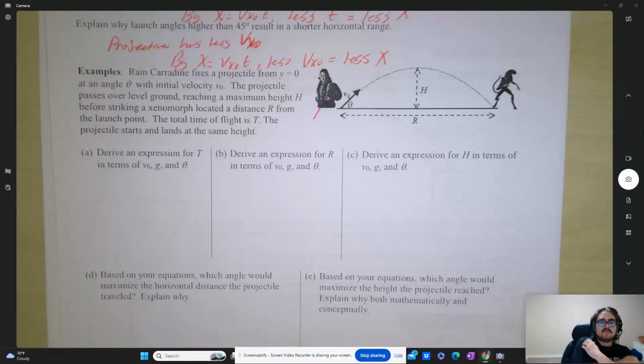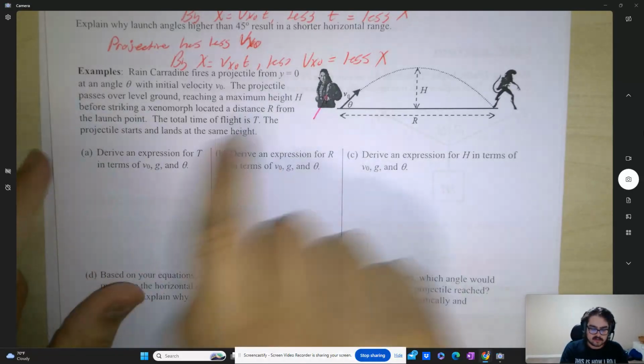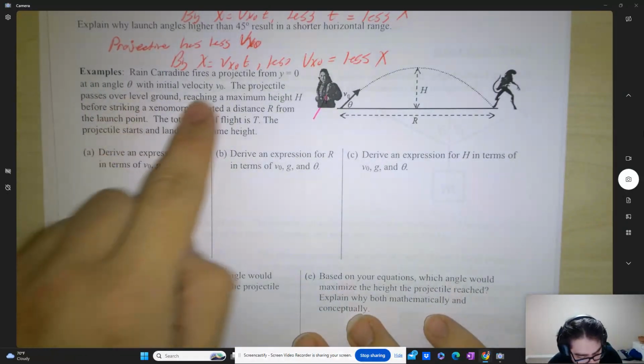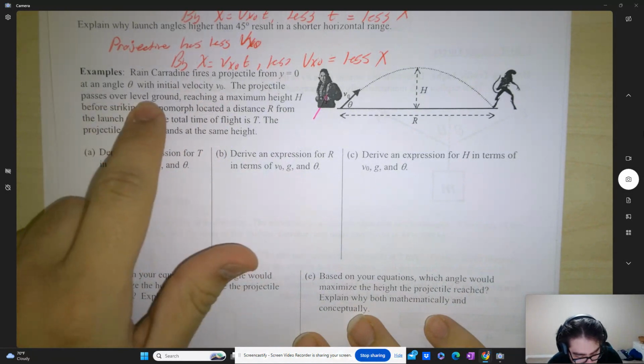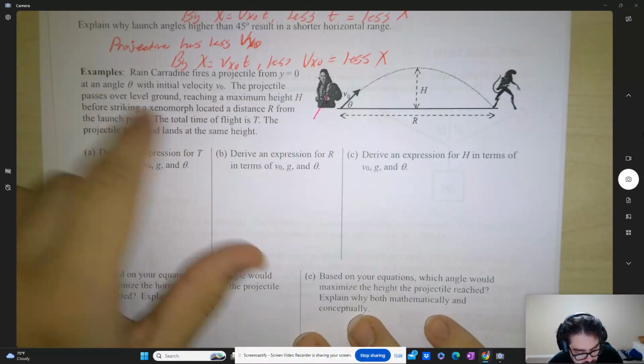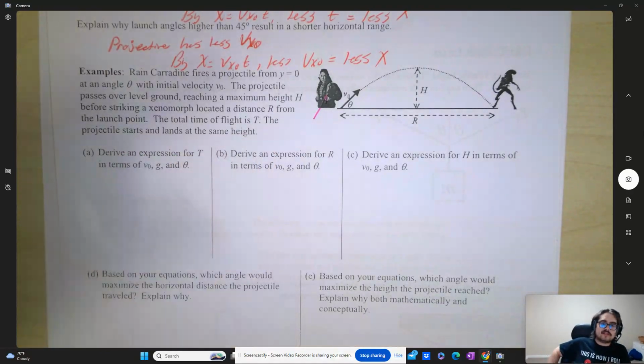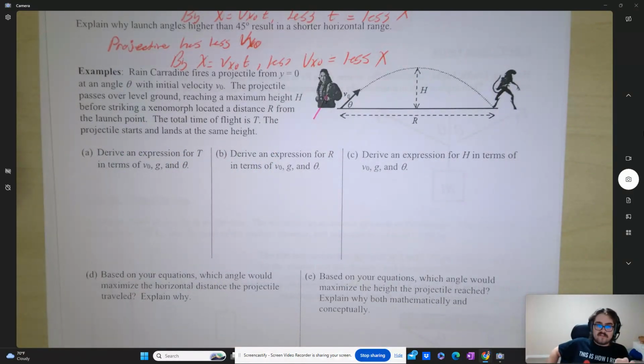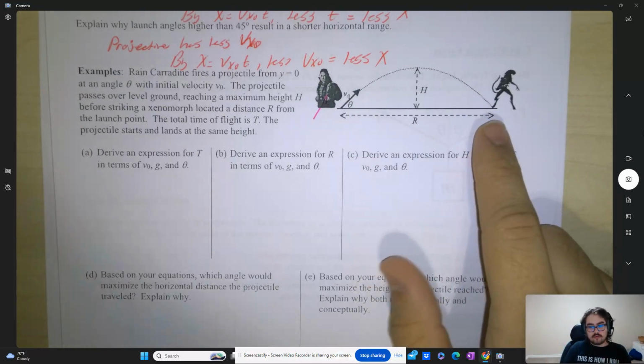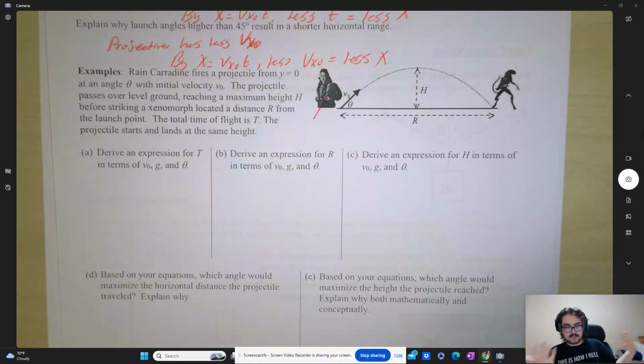But anyways, Rain Carradine fires a projectile from y equals 0 at an angle theta with initial velocity v naught. The projectile passes over level ground, reaching maximum height h before striking a xenomorph located at a distance r from the launch point. Total time of flight is t. The projectile starts and lands at the same height. I wanted to clarify that because I don't want you to think it's hitting the xenomorph's foot or whatever. No, it starts and lands at the same height.